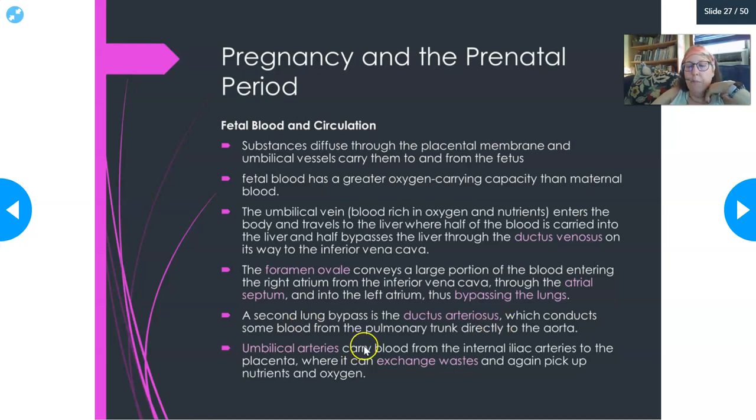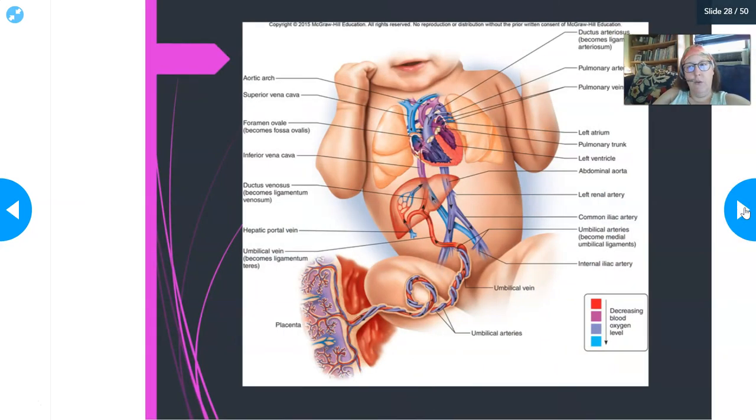And then there are also umbilical arteries, of course, that will carry blood from the iliac arteries to the placenta, where it can bring all the waste and then pick up nutrients and oxygen. So the arteries have the low-oxygen, waste-full blood, but the umbilical vein has the nutrient-rich and oxygenated blood. So it's backwards.